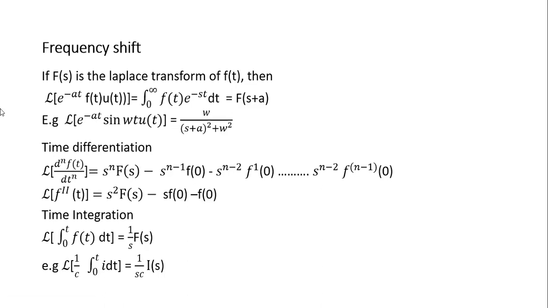Then we go down, and we have s raised to power n minus 1, f(0), s raised to power n minus 2, f1(0), and continuously down to that form. Now we take, for example, a second order differential equation. Just like we have this d^n, we're going to be having s^2 F(s). So we're going to have minus, then this will be n minus 1, which is 2 minus 1, and therefore you're going to have s, then f(0).